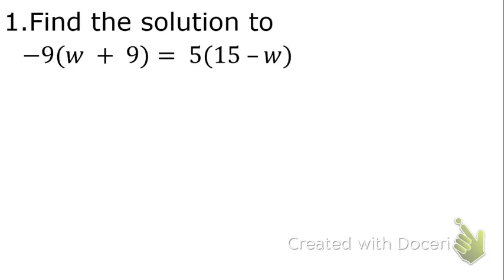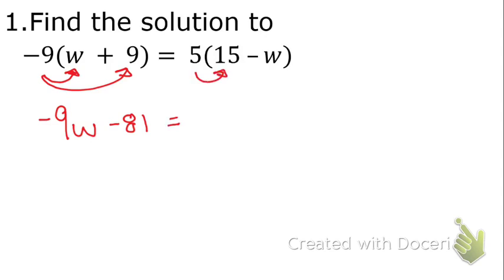Alright, so here's number 1. We need to distribute this negative 9 to this w, so it becomes negative 9w. And then negative 9 times 9 is negative 81. Then we will distribute 5 times 15, which makes it 75. And then 5 times this negative w, which makes it negative 5w.